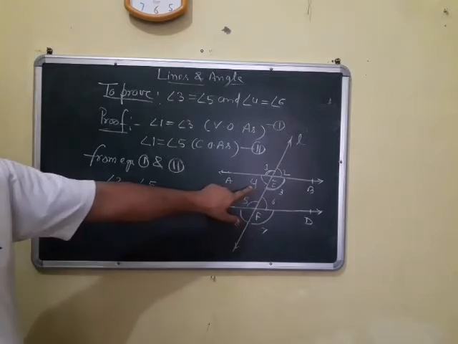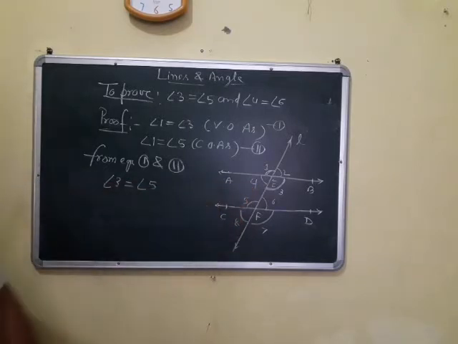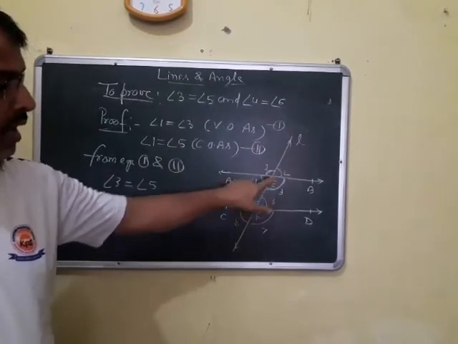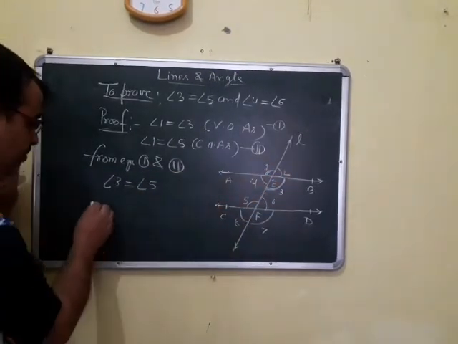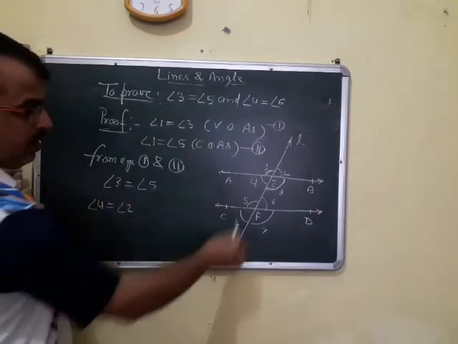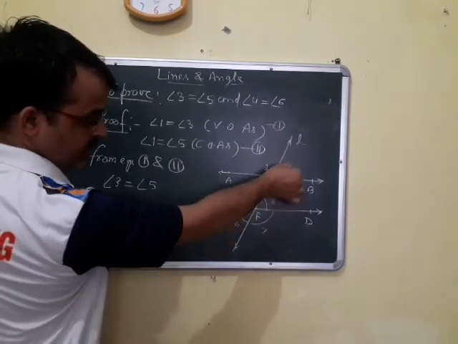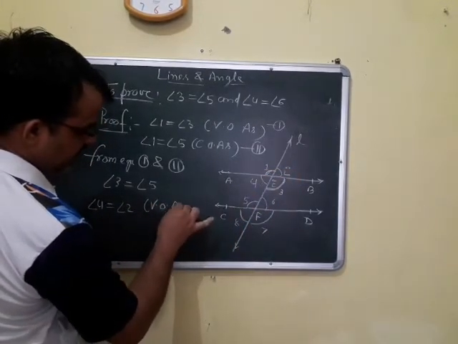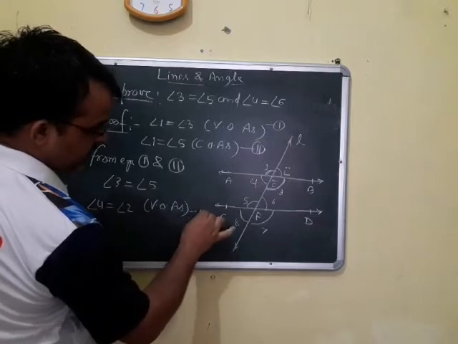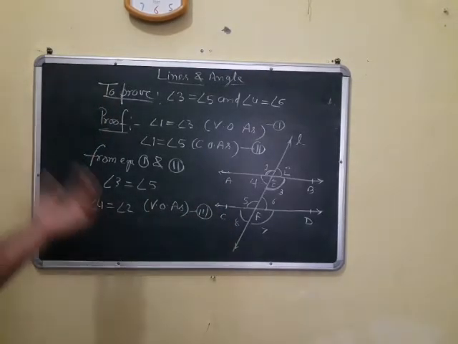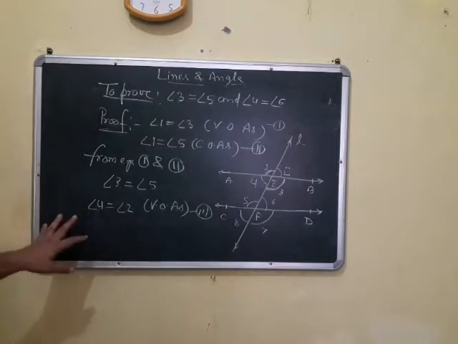Angle 4 is equal to angle 2. Next point is angle 4 is equal to angle 2, so this one also is a vertically opposite angles. So this equation is third.